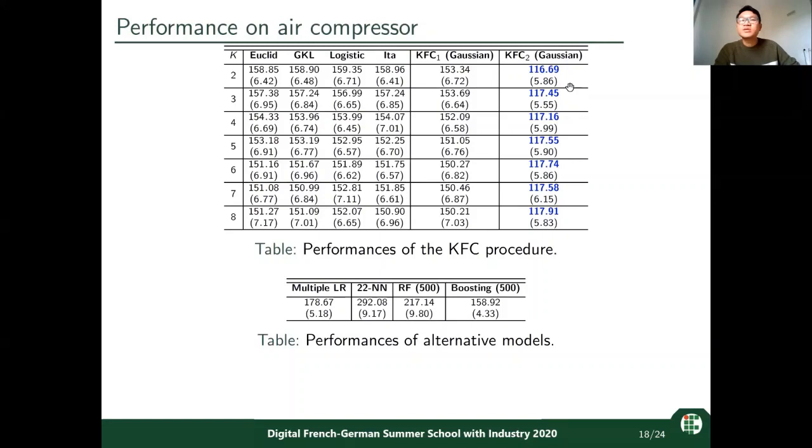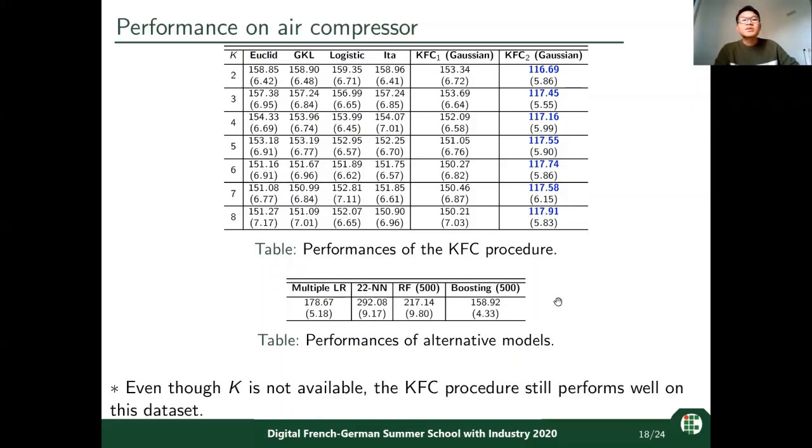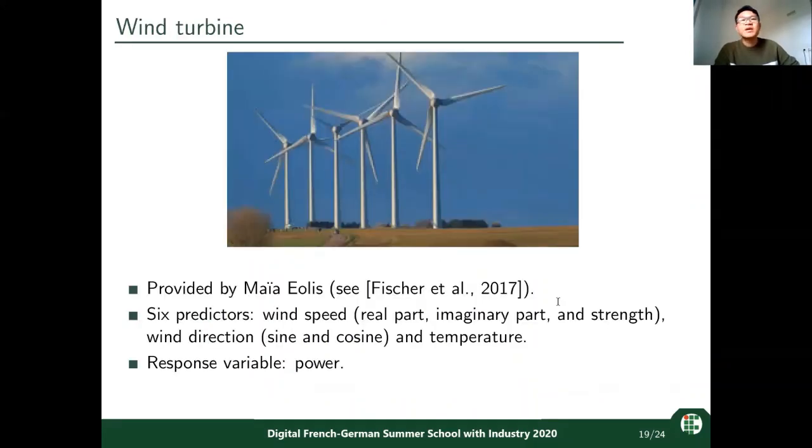So this is the strong point of our method, that maybe we don't know the exact value of K, but it still works. We also compare the performance of other models like multiple linear regression, KNN, random forest and boosting with 500 trees, and we still perform better than these methods. So it's just to say that even if we don't know K, the KFC procedure still does the job really well on this data.